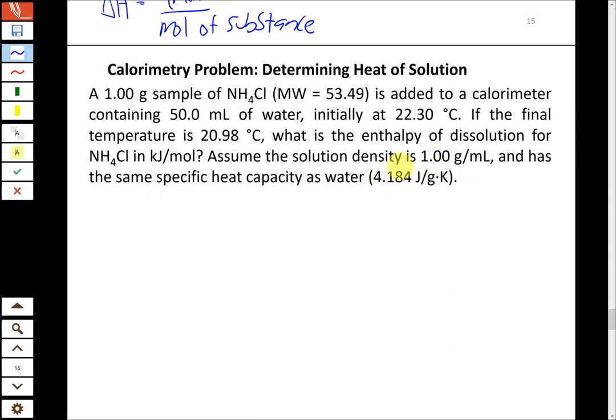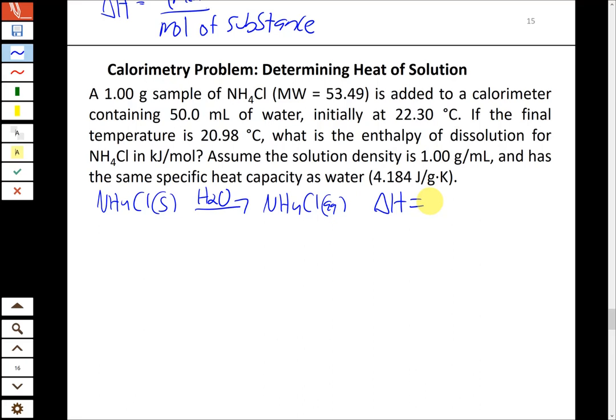Because the reality is we are dissolving something in water, so the density of the solution is not going to be exactly 1, and the heat capacity is not going to be exactly this, but it's going to be close, so we're just going to make that assumption. What we're doing here is dissolving an ionic compound: ammonium chloride as a solid, adding it to water, and making aqueous ammonium chloride. And we're trying to find what the delta H is for that process. So dissolving 1 mole of ammonium chloride in water, what's our delta H, or change in enthalpy?